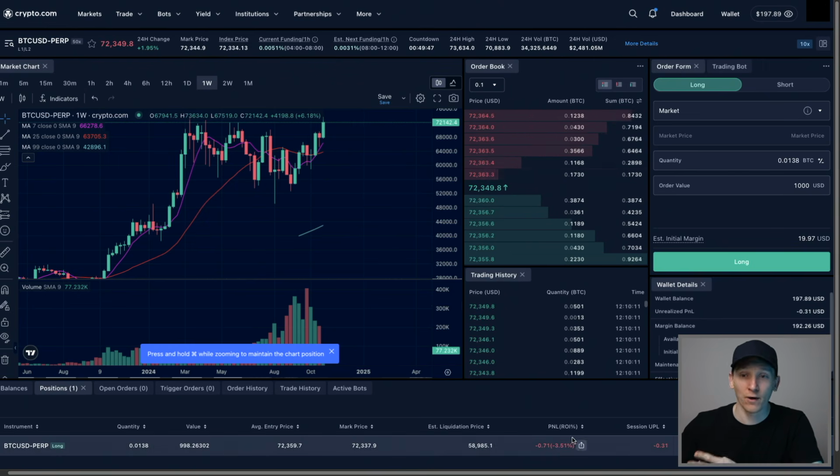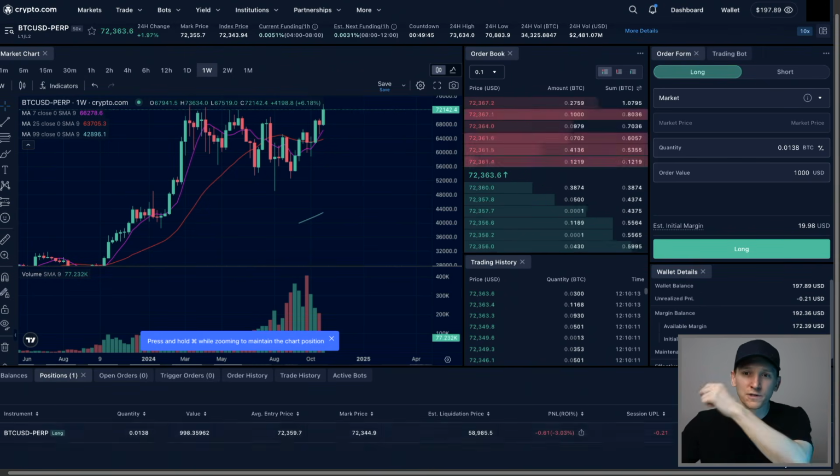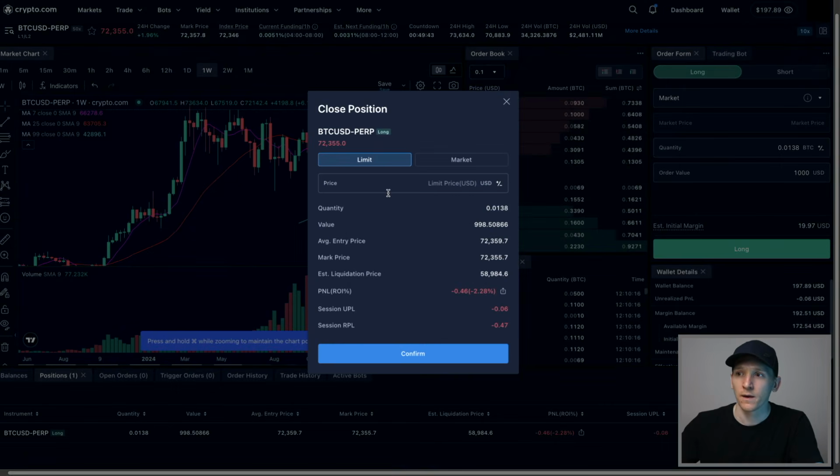Now, if you want to get out of the position, you can. Just under my head, it says close position. And we've got this here. Now I can close with a limit, where I can choose the price, or I can choose a market order to just get out of this position, which I will do. So press confirm and then the order will cancel out.